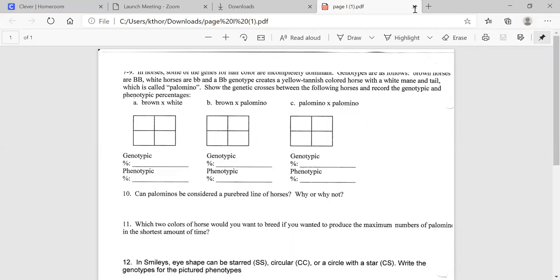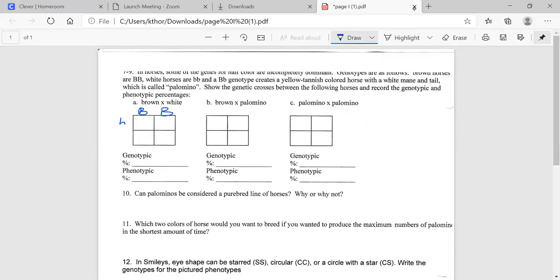So brown and white. Homozygous dominant, homozygous recessive. Looks like we have 100% heterozygous, 100% palomino. Brown and palomino, so it's homozygous dominant crossed with heterozygous. Looks like we have 50-50. 50% homozygous dominant, 50% heterozygous. For phenotype, 50% brown, 50% palomino.